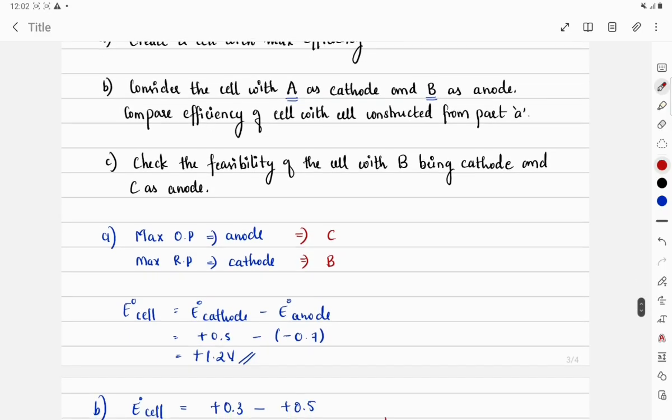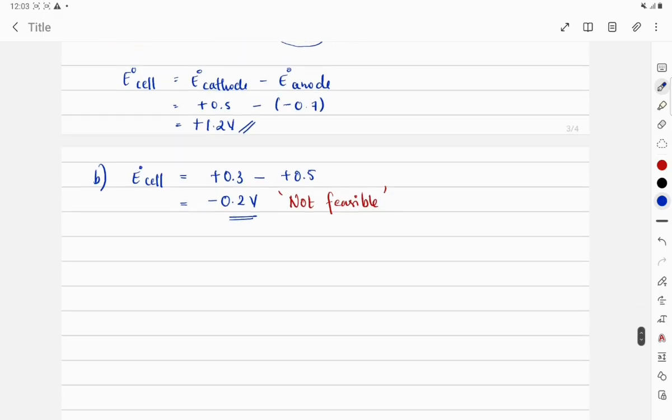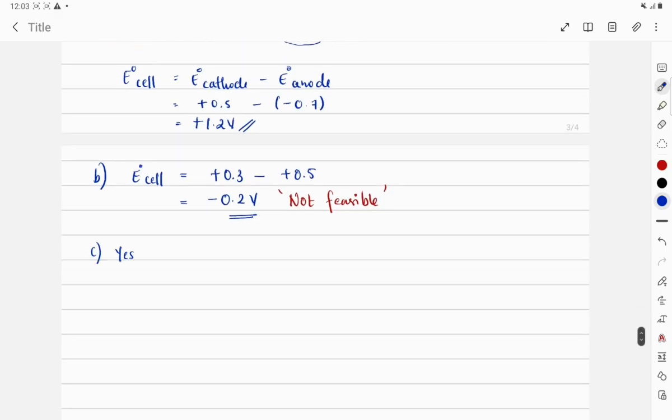Now the C part of the question: check the feasibility of the cell with B being cathode and C being anode. So you don't have to even try it, because if you have a cell with C as anode and B as cathode as a feasible one, then if you reverse them... here it is not even being reversed. Look properly, B is the cathode and C is the anode. That means it is just this combination. We have already checked it in part A itself and found that it is a feasible cell. So for C, the answer is yes, it is a feasible cell. That is from part A.